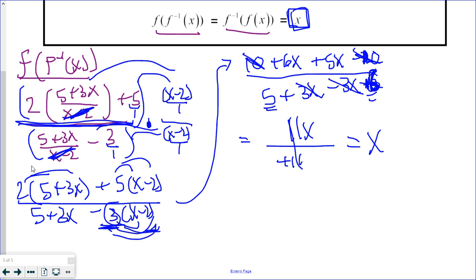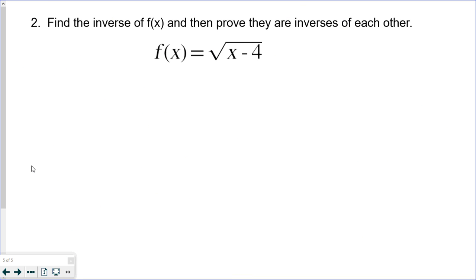Okay. Now, if you didn't like that, let's do one more example, and we'll be done for today. Okay, you have a little worksheet to practice after this, but for now, we'll just end with this. Number 2 says, find the inverse. Okay, we'll do that. And then we're going to prove that they're inverses of each other. So very similar to what we just did. So let's start by doing this.